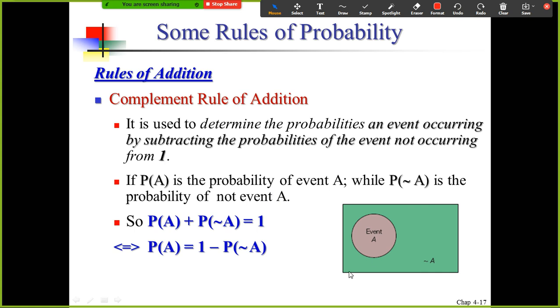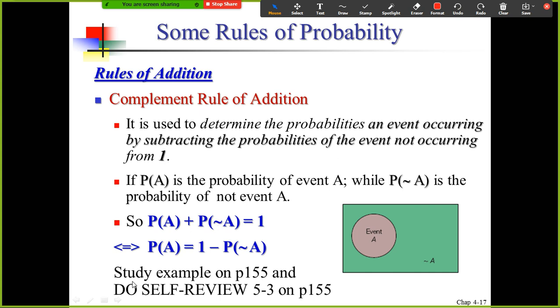If we're talking about a Venn diagram, or when we see a Venn diagram, this is the probability of A, and besides A, not A. So the probability of A plus the probability of not A equals 100%, equals 1.